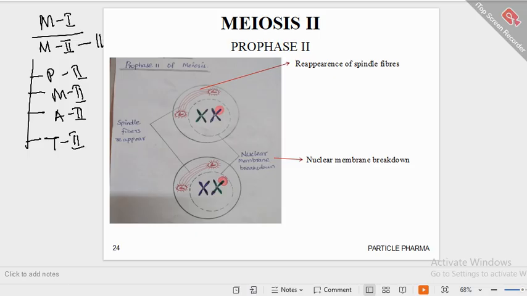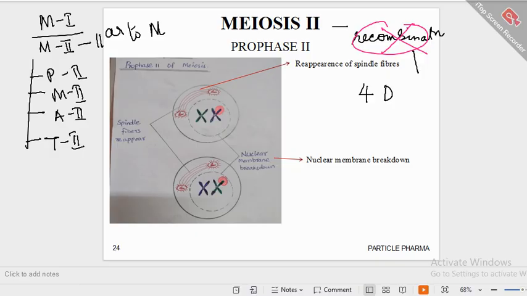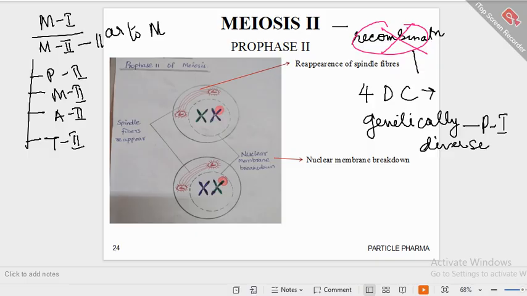Meiosis 2 is similar to mitosis where recombination is not taking place. Or in short, the cells are dividing by themselves. It leads to the formation of four daughter cells which are genetically diverse, meaning they are different from each other. Why? Because of independent assortment and genetic recombination which took place in prophase 1 of meiosis 1, and they are formed from a diploid parent cell.